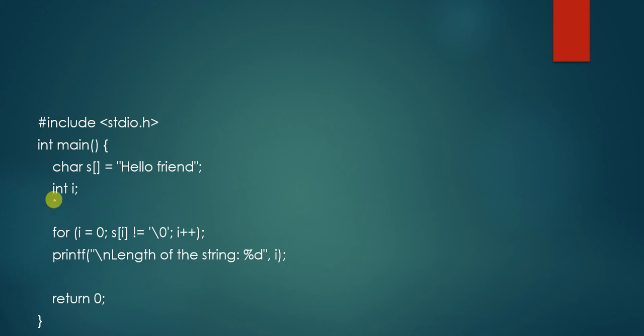Okay, so see here, I have taken one character array as hello friend. I have taken int i, and then the for loop. Here I have closed the for loop with a semicolon, which means that it will keep on looping until the null character is encountered. It will come out of the loop and it will just print i. You will get the length of the string.